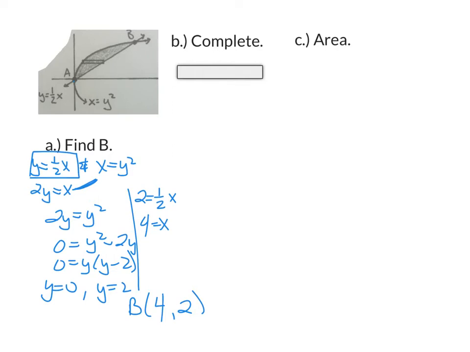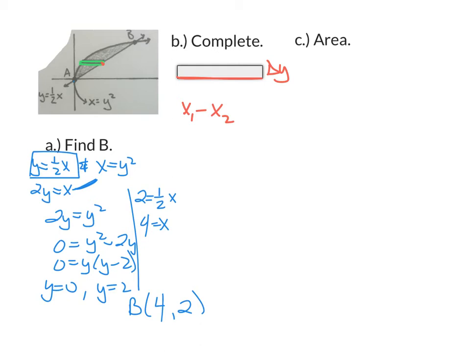Next, we're asked to complete the representative rectangle. And I notice that the representative rectangle this time is oriented horizontally, which means that our height is going to be delta y because it's going in that y direction. And the base, the longer way, is going to be a horizontal distance that we're going to want in terms of y. So that distance is the difference between two x values, with the first x value being the one that's further to the right.